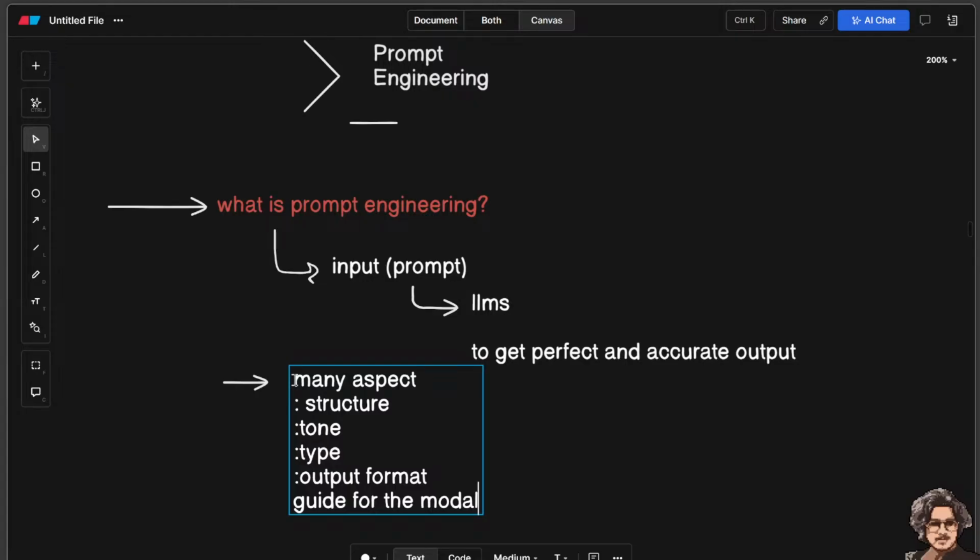So first of all, what is prompt engineering? Prompt engineering is a practice of designing or generating the input, which we call a prompt, for the LLM, the large language model, to produce an accurate and relevant output. For that, it requires many aspects: the structure, the tone, the type, and the output format, which guide the model behavior efficiently.